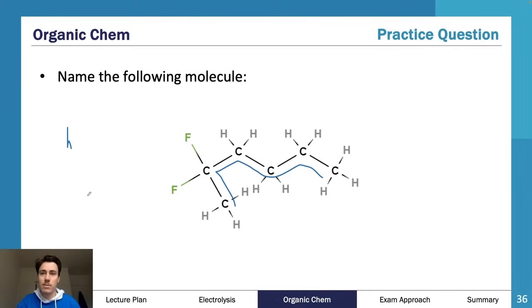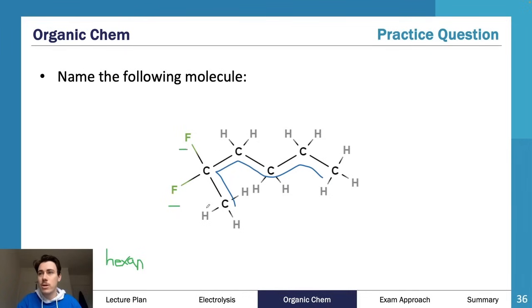Oh, I need to give myself more room than that. I need to start doing it at the bottom so I give myself more room. Let's go green because this is green. Hex. All right, so I've got hex. I've got single bonds, so it's hexane. I'm not going to add the E yet, just in case. Hexane, I have 2 fluorine groups, so fluoro.